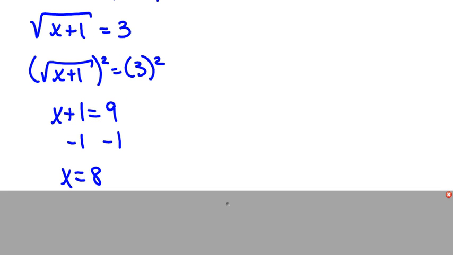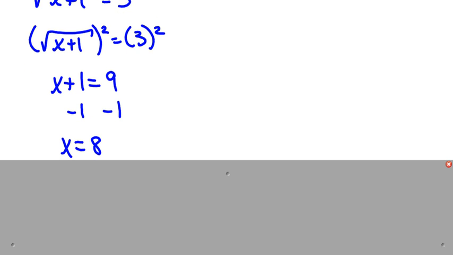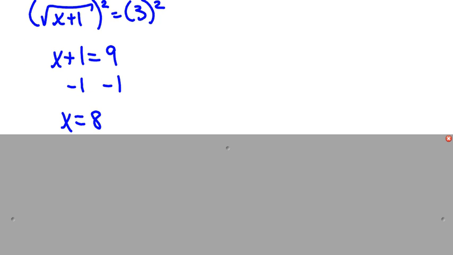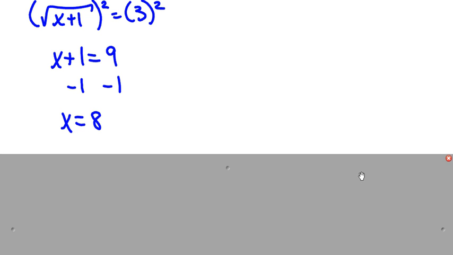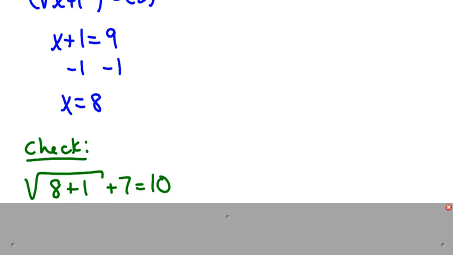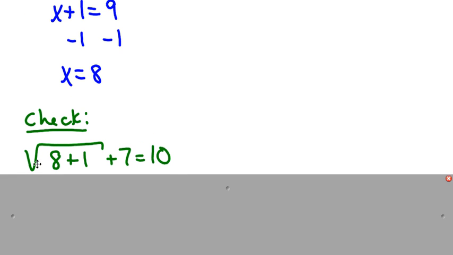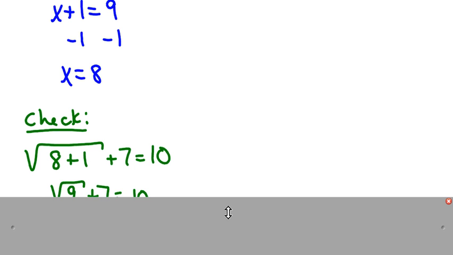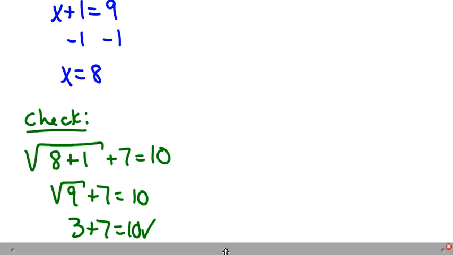As always, when you're solving your equations, you should check and verify your solution, especially with these because we've seen that we've had extraneous solutions come up, therefore giving us no solution for the equation. So by doing our check, we take our value for x and put it into the original equation and see if it's a match. So now we've got the square root of the quantity 8 plus 1, which is 9, and we know the square root of 9 is 3. 3 plus 7 does give us 10, therefore x is a solution to the equation.